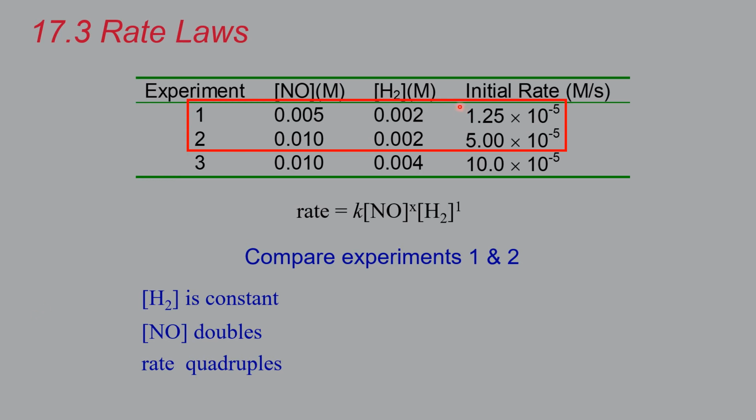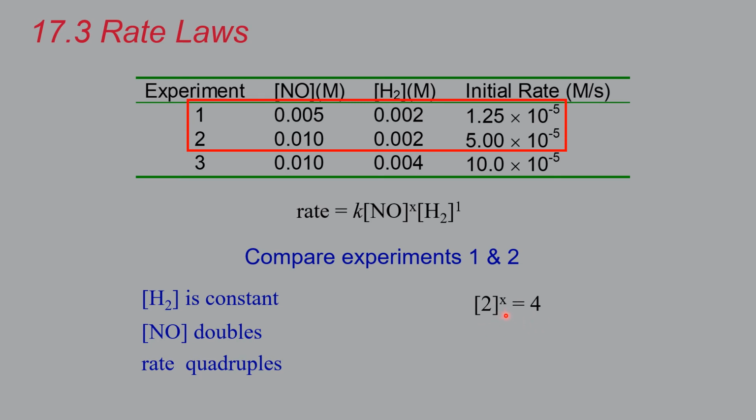So the rate goes from 1.25 times 10 to the negative 5 to 5 times 10 to the negative 5. So again, if you divided this one by that one, you would get 4. So that's how you know it quadruples. The concentration change is a factor of 2, and the reaction rate change is a factor of 4.